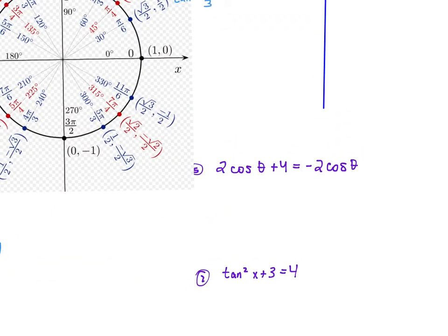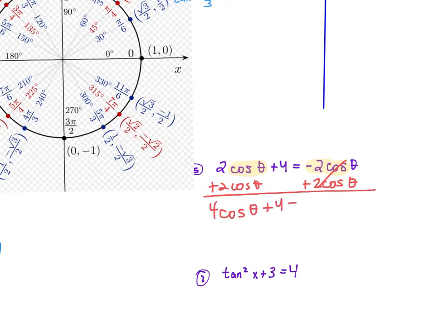All right, I see I have cosine. I have the same function on both sides. So let's get all of our functions together. So I'm going to add 2 cosine theta to both sides. So that gives me 4 cosine thetas, plus 4 equals 0. Trying to get cosine theta by itself, so subtract 4 from both sides.